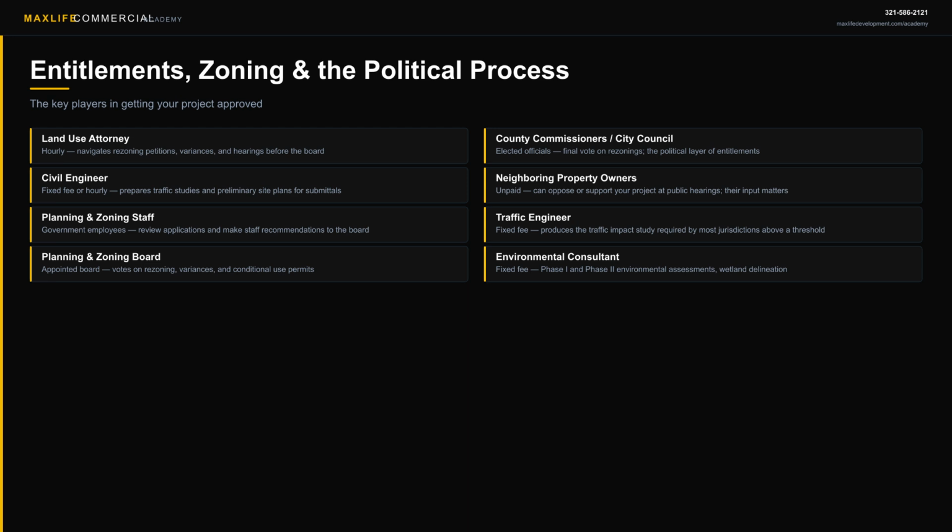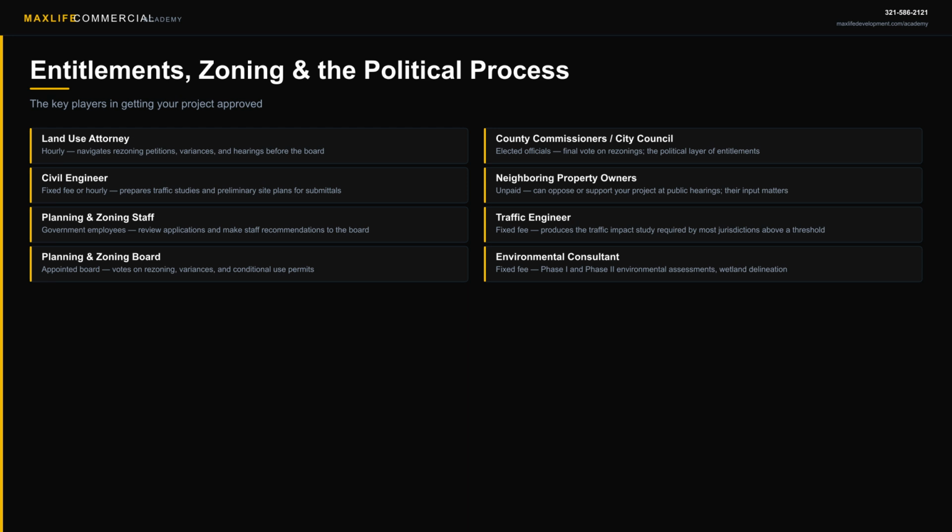They review your application, hold a public hearing, and make a recommendation. But for rezonings, the final vote goes to elected officials, county commissioners, or city council. This is where it gets political. Elected officials respond to constituents. If neighboring residents show up in force against your project, it can fail, even if the planning staff recommended approval.